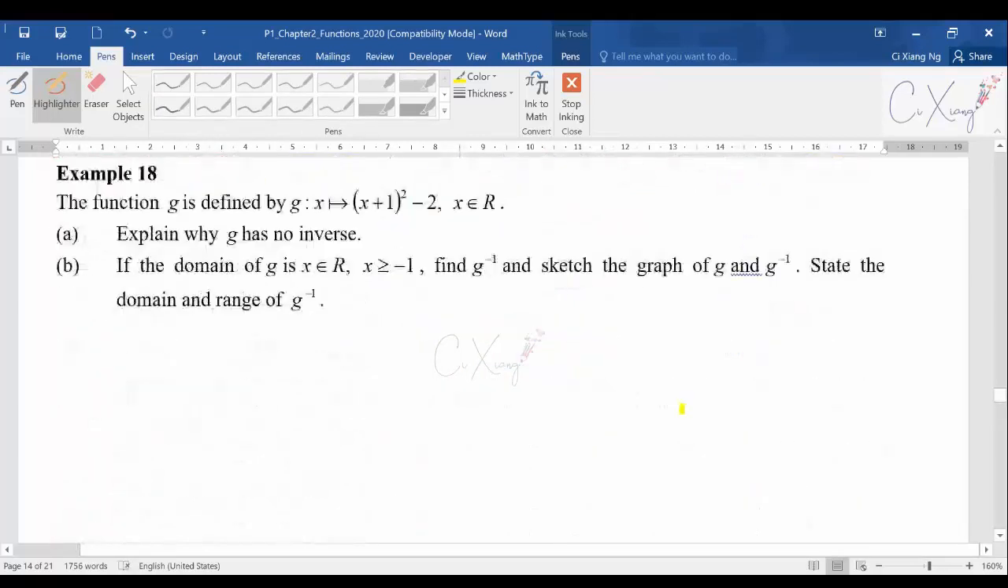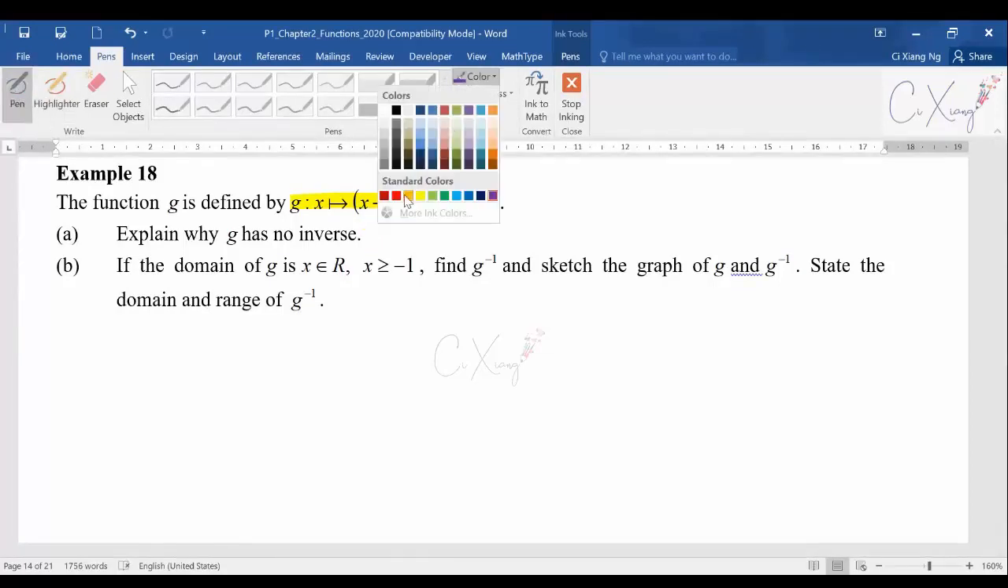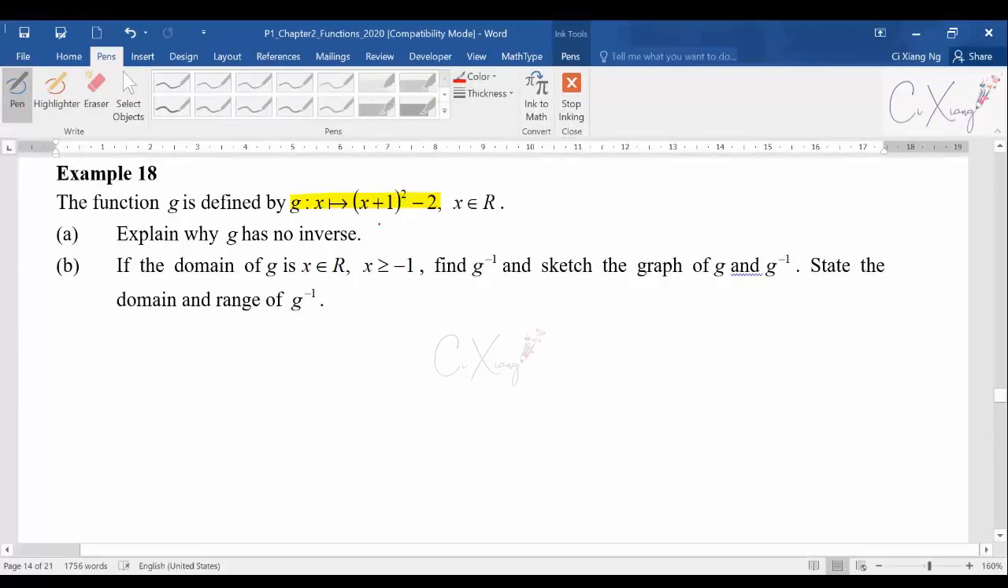Okay, then we have another example here. Example 18. For example 18 again, they give you a function g and they are very kind. They already give it to you in completing square form. So first they ask you why g has no inverse. I told you already, it is a very standard answer. You can tell them that it is not a one-to-one function.